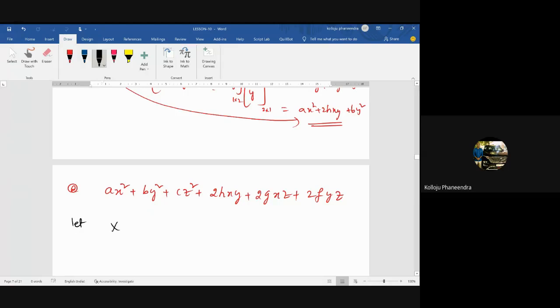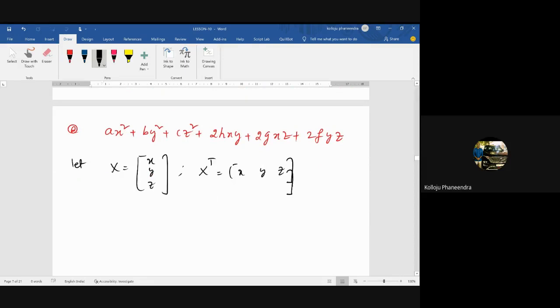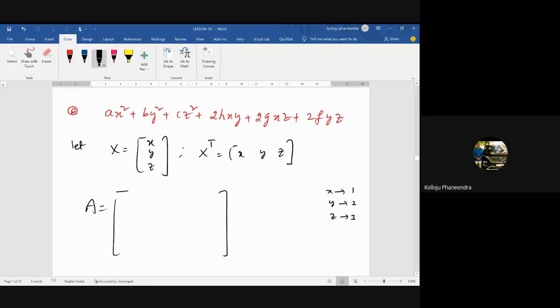Here, let us see what X is. How many variables? 3 variables. Therefore, X transpose becomes xyz. Now I have to write the coefficient matrix. What is the procedure? Let us denote x as 1, y as 2, z as 3.